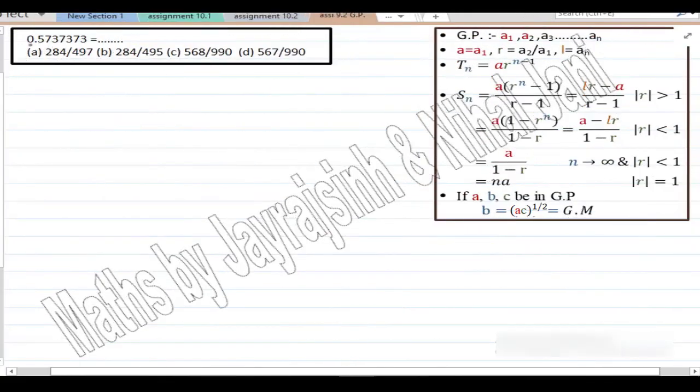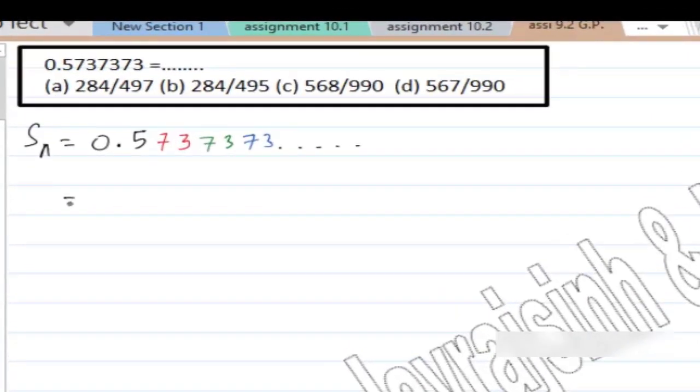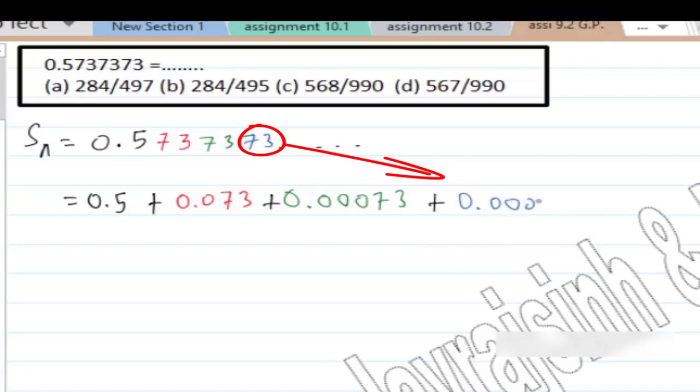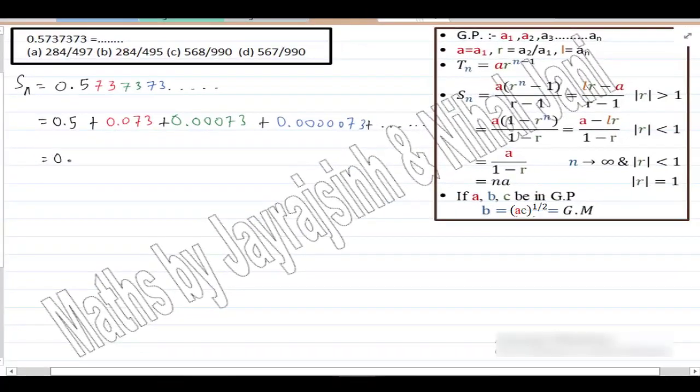In this question we have to find 0.5737373... in fraction form. So first of all, let's call it Sn, 0.5737373. Okay, now let's separate these terms. So we can rearrange as 0.5 plus 0.073 plus 0.0073, actually one more 0, plus 0.00073 plus dot dot dot up to infinity, right? Okay, this 0.5 will remain as it is throughout the question, and from the rest of the terms we can take 73 common, right?